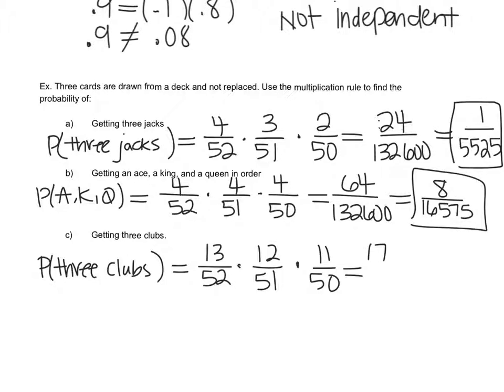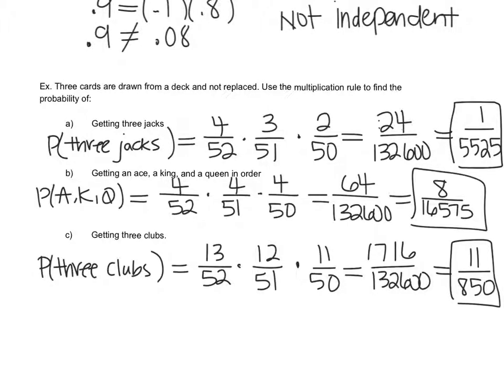We get 1,716 over 132,600, which simplifies to 11 over 850, which is the biggest probability out of the 3 we just did. So you have a greater probability of drawing 3 clubs in a row because there are more clubs in a deck of cards. So 11 out of 850 chance that you draw 3 clubs in a row.